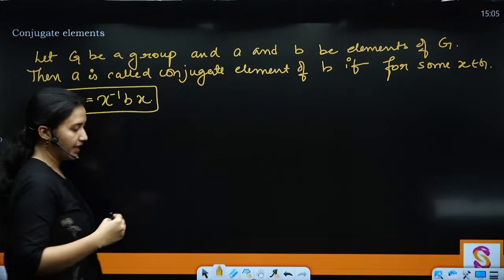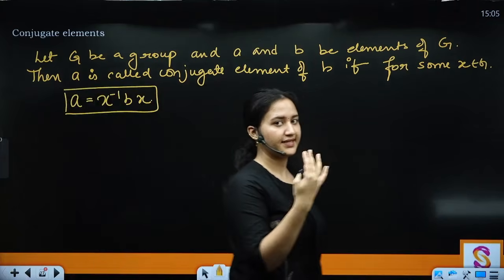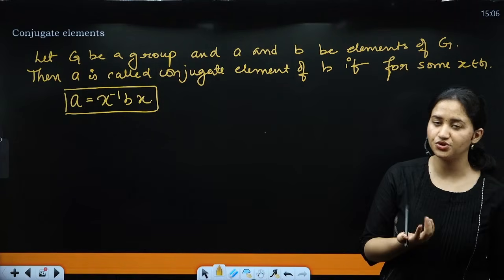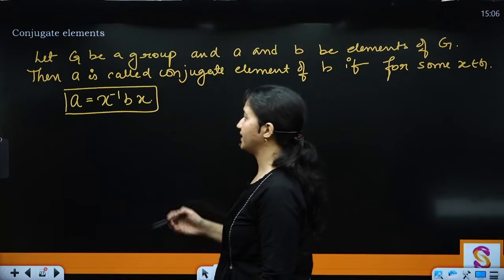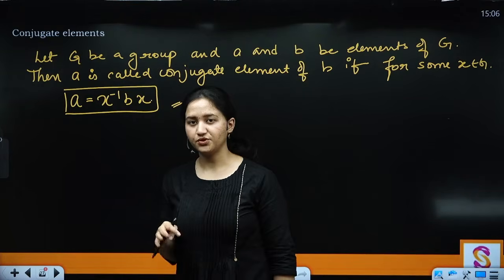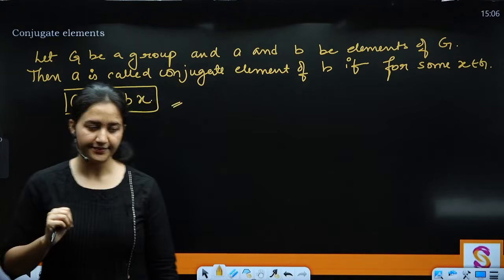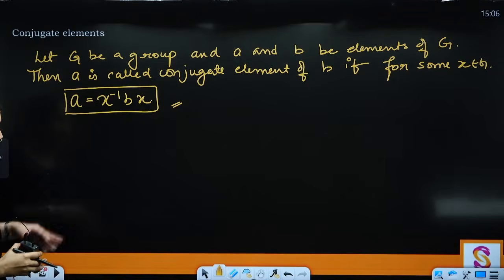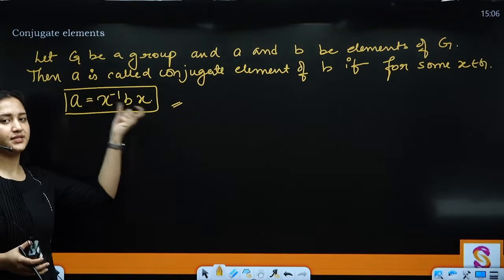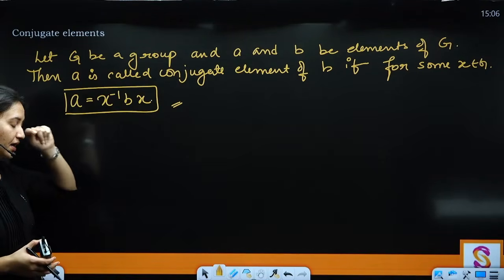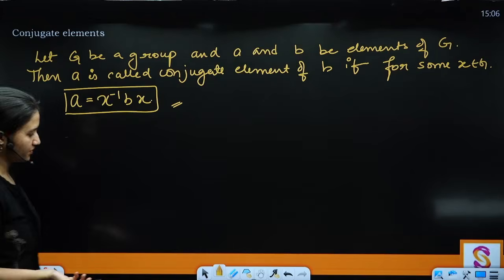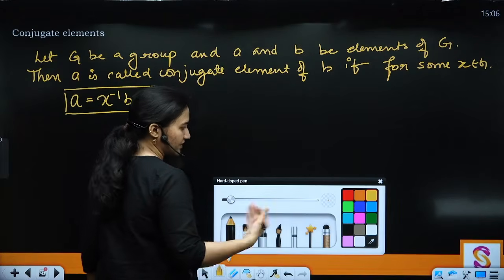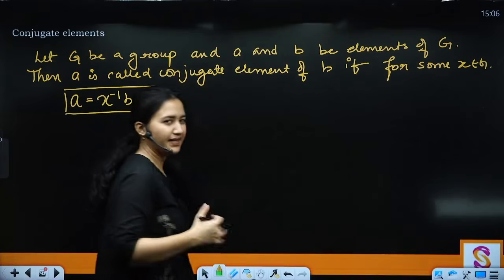So basically what you are doing is relating two elements, you are establishing a relationship between two elements in such a way that A is equal to x inverse B x, right? And then in this case A is known as the conjugate of B and B is known as the conjugate of A, clear? You can take an example of this, although right now it will not be very clear what we are talking about, right?